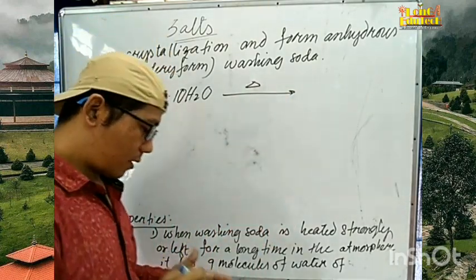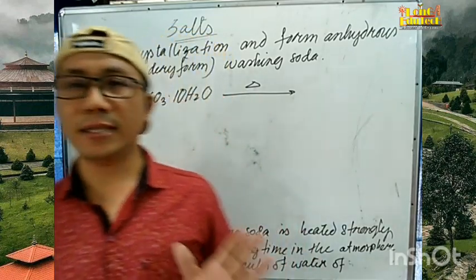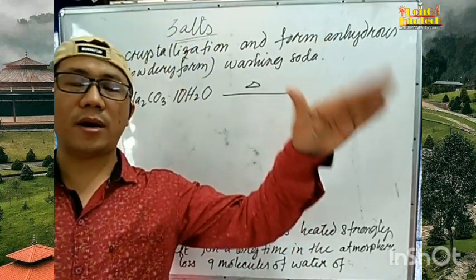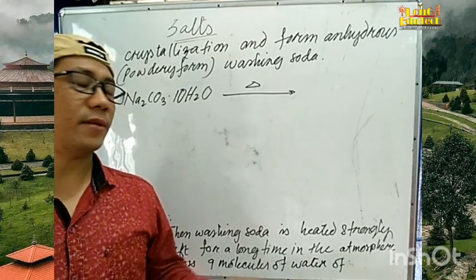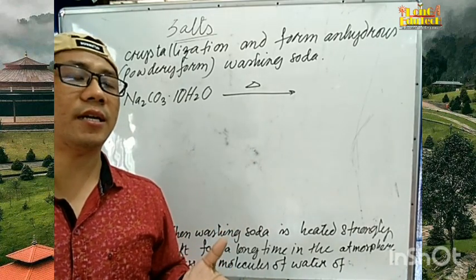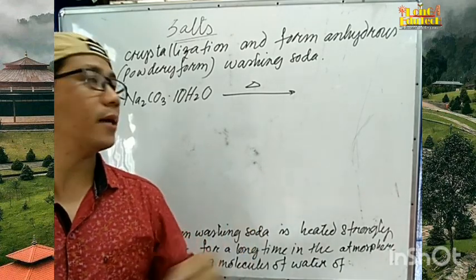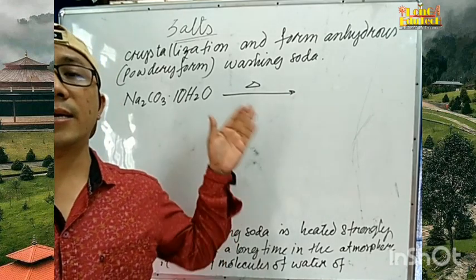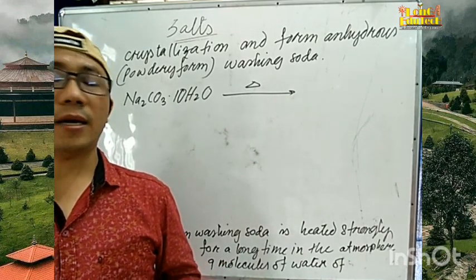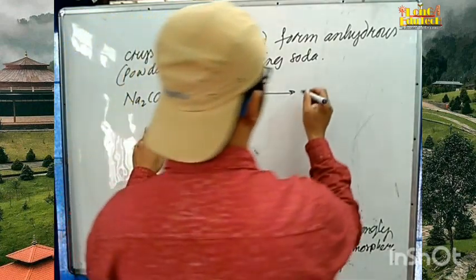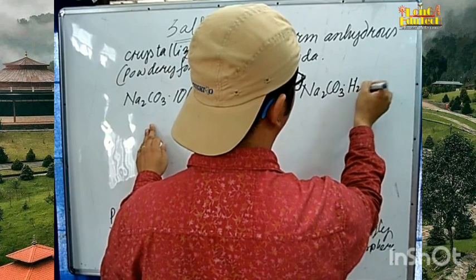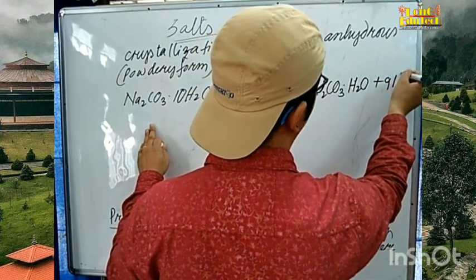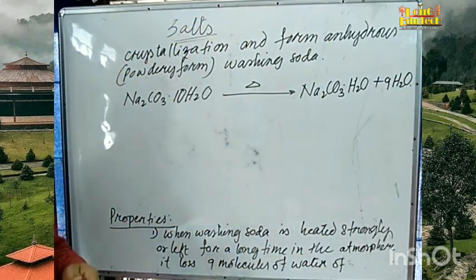Why environment? Because the environment or atmosphere is maintained at some specific temperature, as you know. Sometimes it's very hot, sometimes it's cold. So generally heat from our surroundings gets absorbed by these compounds and they undergo decomposition reactions. Here you will form Na2CO3 with H2O, that is 1 molecule of water, plus 9 molecules of water released. So that means this is not mixed with this one, like this.